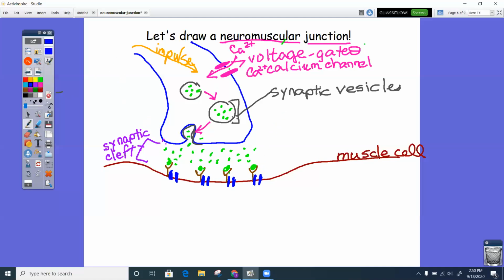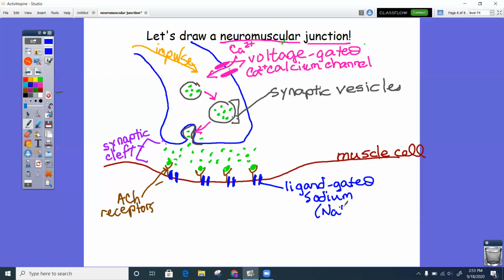Okay, so let's label a few things here just so we don't get it lost in the shuffle. These things that we drew right here, these are acetylcholine receptors. So I've already spelled out acetylcholine. You know I can spell it, so I just abbreviated it there. And then the blue things that we just drew attached to them, those are ligand-gated sodium channels. And remember that sodium symbol is Na+.